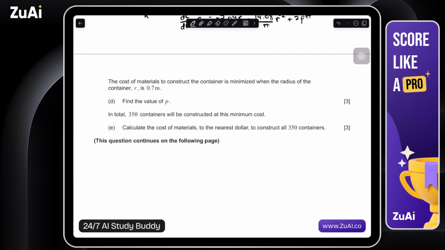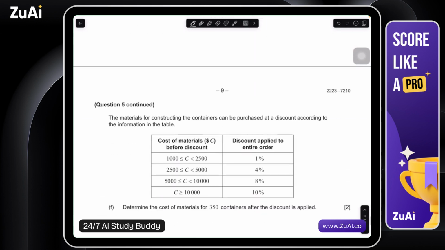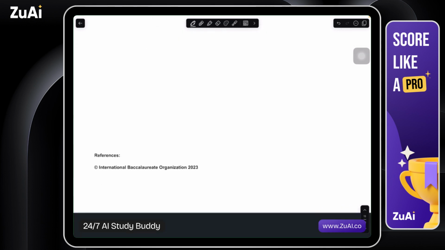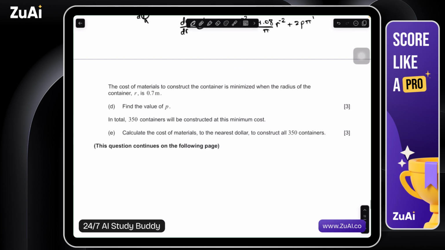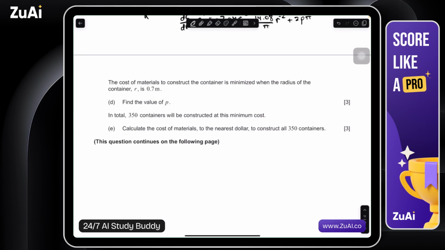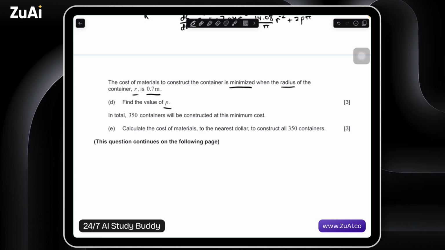Alright, I think this is rounding out to the bottom. There's just a little more after. Okay. Alright. The cost of materials to construct the container is minimized when the radius of the container r is 0.7 meters. Find the value of p. Wow. Okay.